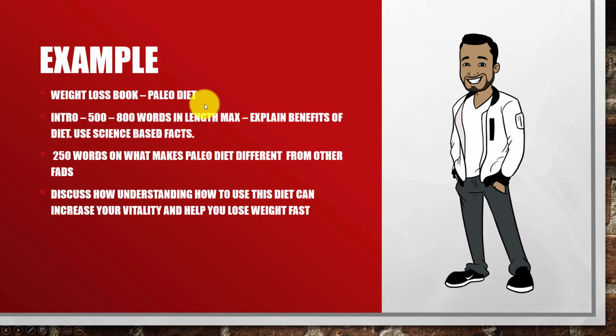So it's a weight loss book, paleo diet, intro 500 to 800 words in length maximum. So the writer is being instructed to explain the benefits of the diet using science-based facts. 250 words on what makes the paleo diet different from the other diet fads. Discuss how understanding how to use this diet can increase your vitality and help you lose weight fast.